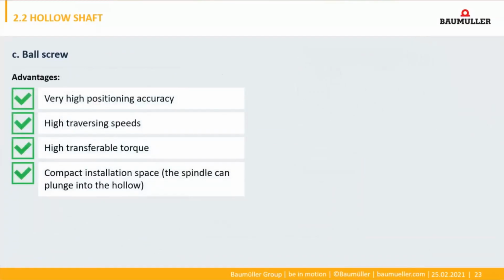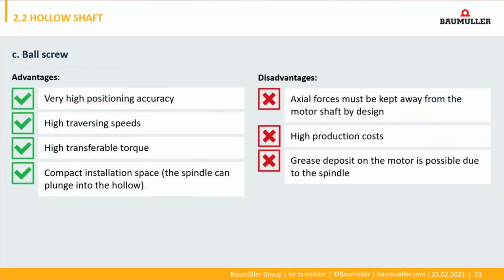The advantages are very high position accuracy, high traversing speeds, high transferable torques, and compact installation space because the spindle can plunge into the hollow shaft. As disadvantages, as I said, axial forces must be kept away from the motor shaft design, high production cost because such a ball screw is very expensive, and grease deposit on the motor is possible due to the spindle.